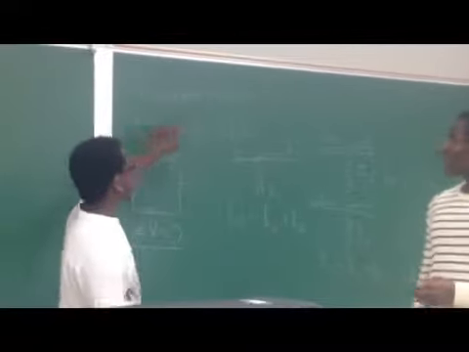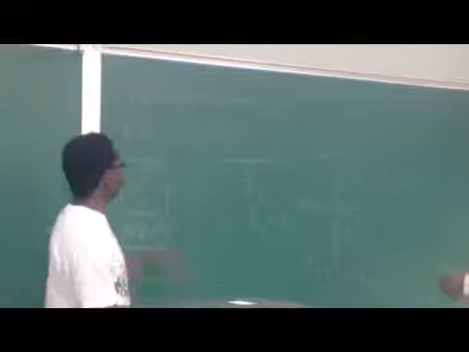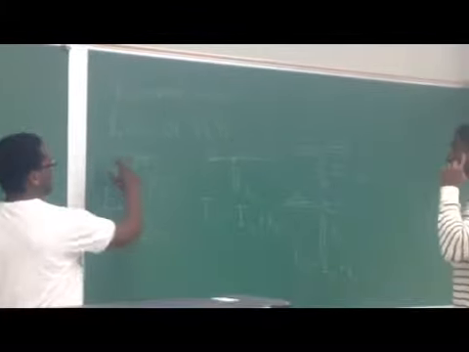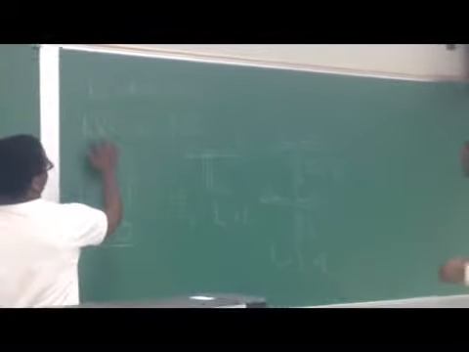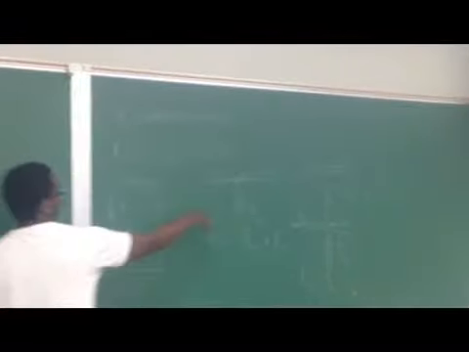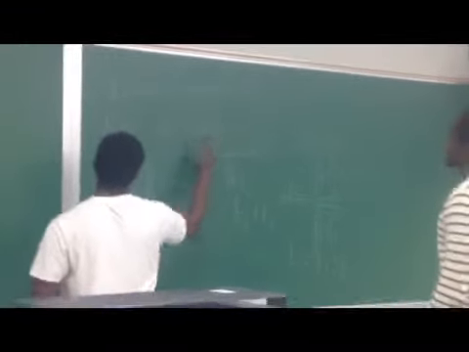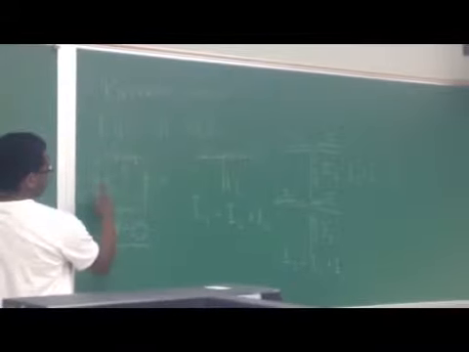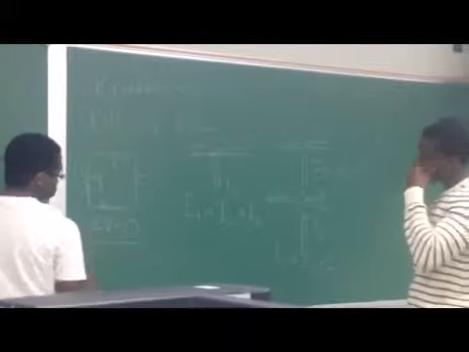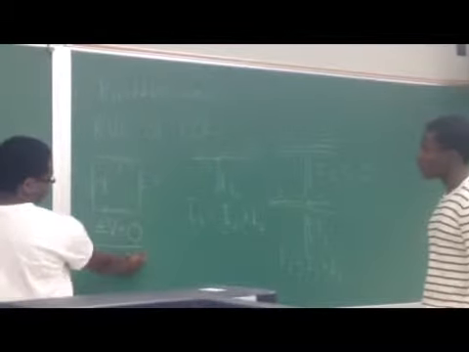Alrighty, today we'll be talking about Kirchhoff's laws. Kirchhoff has two laws: KVL, Kirchhoff's voltage law, and KCL, Kirchhoff's current law. KVL states that within a loop, the sum of the voltages across all the components has to equal 0.